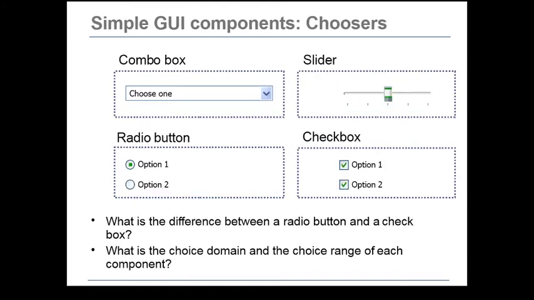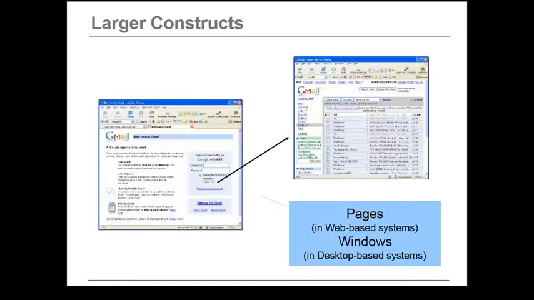Then simple GUI components, choosers. We all use the combo box, slider, radio button and checkbox. What is the difference between the radio button and the checkbox? As we will see in this diagram, this is an example of a radio button and this is an example of a checkbox. What is the choice domain and the choice range of each component?